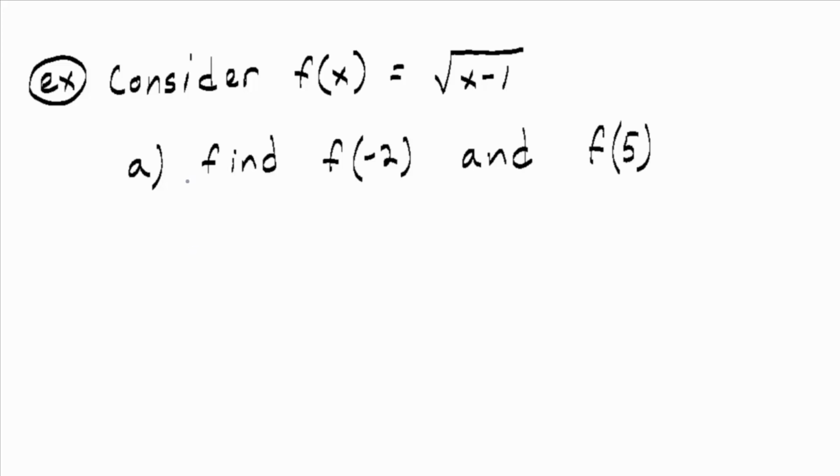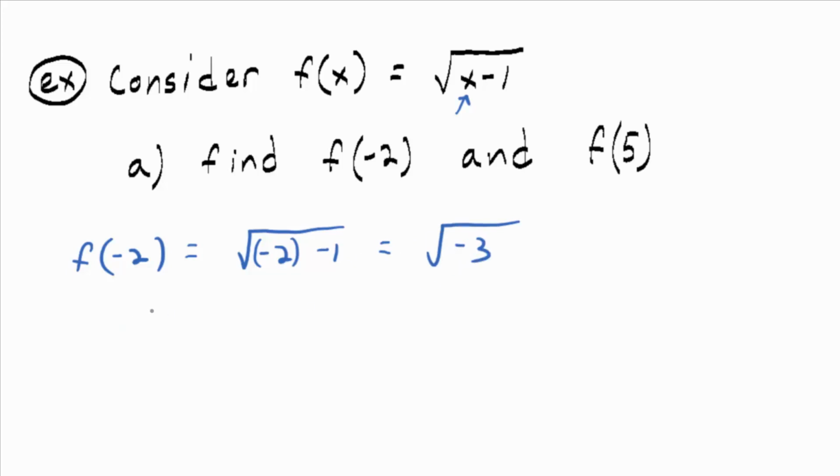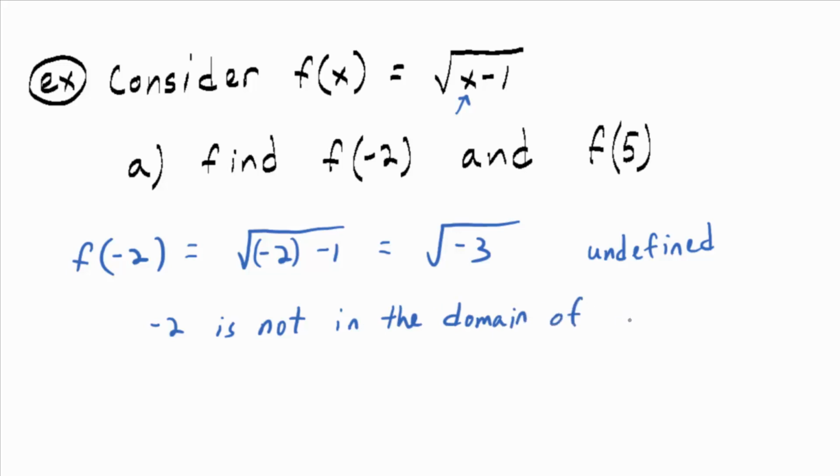So in part A, I ask you to find f of negative 2 and f of 5. Do you remember what the function notation means? What does f of negative 2 mean? Plug in negative 2 for x. But what happens if I plug in negative 2 where that x was? I end up taking the square root of what? Negative 3. Is that something we can do right now? No, not right now. Undefined. For now, we can't take the square root of a negative number, so negative 2 is not in the domain of f. Remember, the domain of a function is the set of all values we're allowed to plug in to the function. Negative 2 is not one of those. Okay?